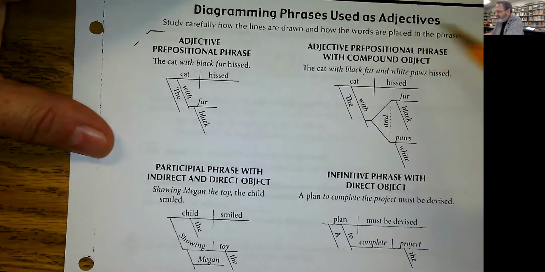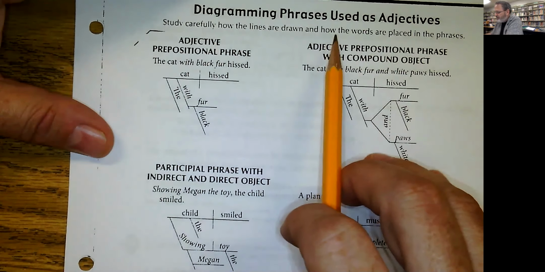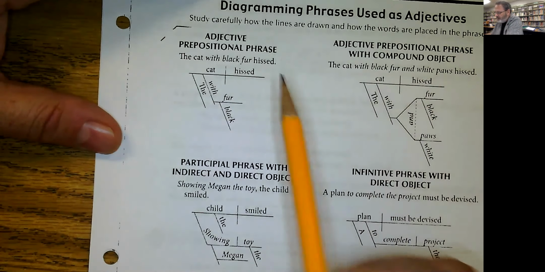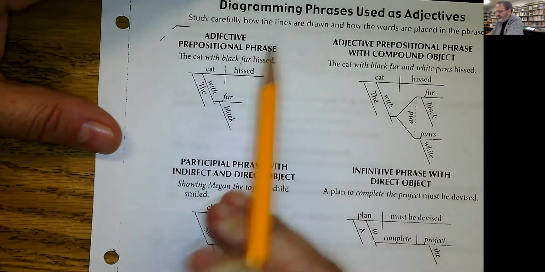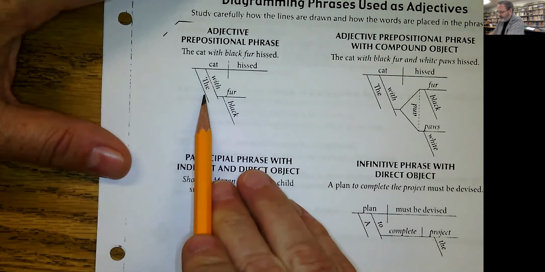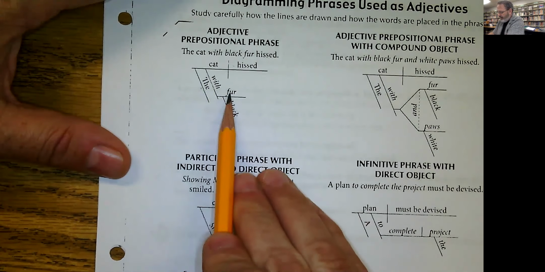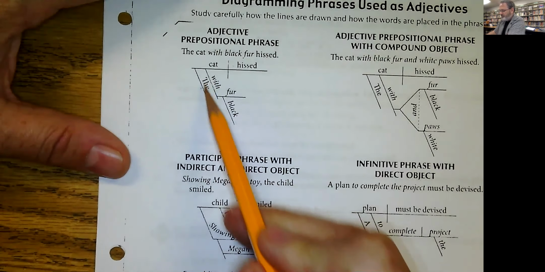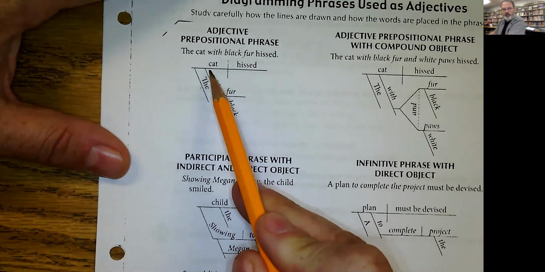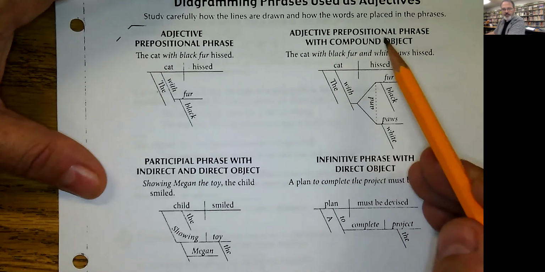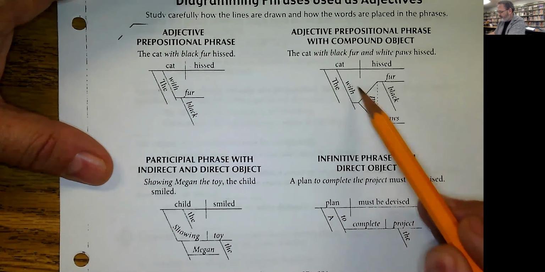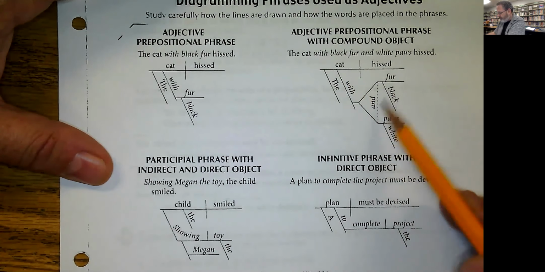Now we're going to diagram. Diagramming phrases that are used as adjectives. Study carefully how the lines are drawn and how the words are placed in the phrases. An adjective prepositional phrase. The cat with black fur hissed. The cat with black fur, that's a prepositional phrase, and it's used as an adjective to describe cat. So you just put the prepositional phrase under the word that it modifies. Here's an adjective prepositional phrase with a compound object. So it's exactly the same except that it has two objects of the preposition, with black fur and white paws.